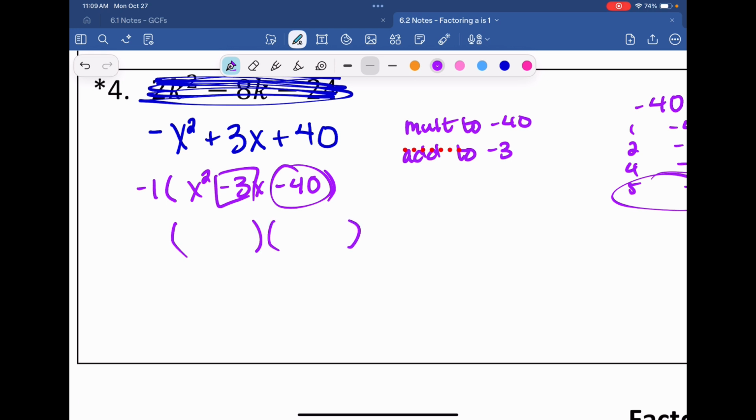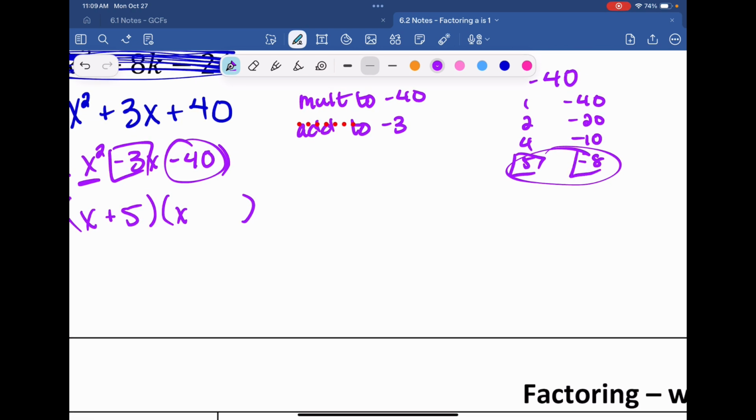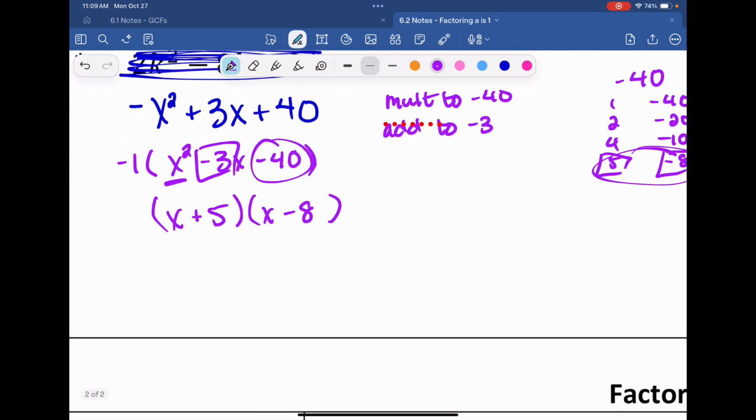So x times x right here, that's x squared. And I've got a positive 5 and a negative 8. And don't forget your original GCF of negative 1.